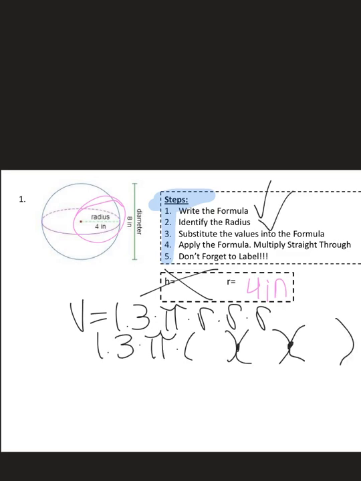All right, so I took the formula and took out the r's and I just left a blank. So instead of r, I'm going to put the value, which is 4 inches. Okay, so step 3 is done.